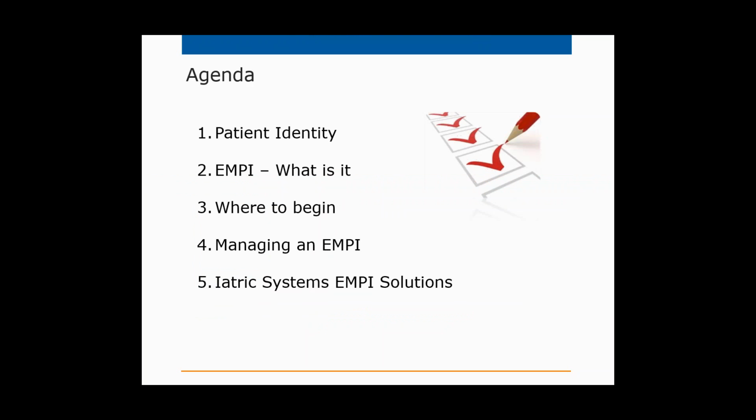So our agenda today, we're going to talk a little bit about patient identity first, just really thinking about the definition of that on its own. And then we're going to get into the EMPI and talk about what it really is. And then where do we begin when we understand EMPIs and what we need to do, that we need to do something, knowing where to begin. That's our next step. And then we'll talk about managing that. And then we'll just close with some options of how Iatrix Systems might be able to assist you in managing your EMPI needs.